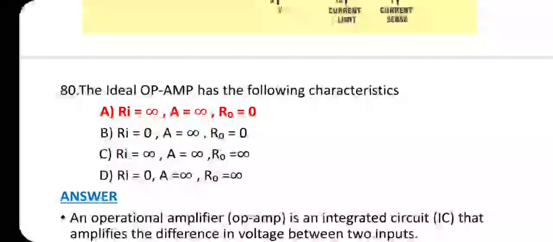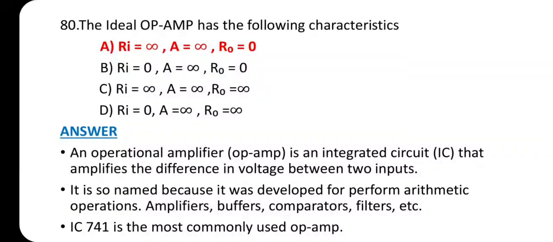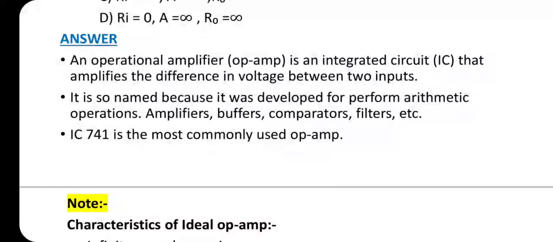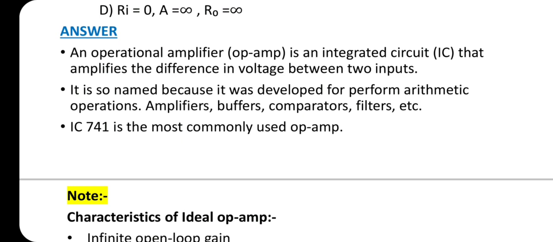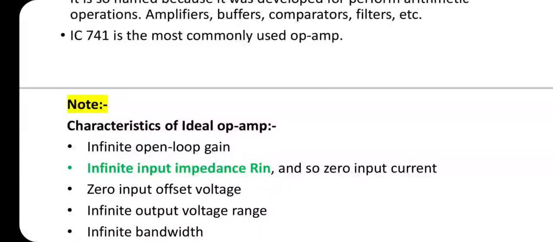The last question of this part is question number 18. The ideal op-amp has the following characteristics. Answer is option A, Ri equal to infinity, A, that is gain equal to infinity and R naught equal to 0. An operational amplifier, op-amp, is an integrated circuit, IC, that amplifies the difference in voltage between two inputs. It is so named because it was developed to perform arithmetic operations. Amplifiers, buffers, comparators, filters, etc. IC 741 is the most commonly used op-amp. Note the characteristics of ideal op-amp.